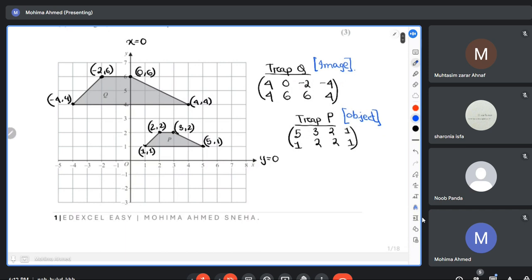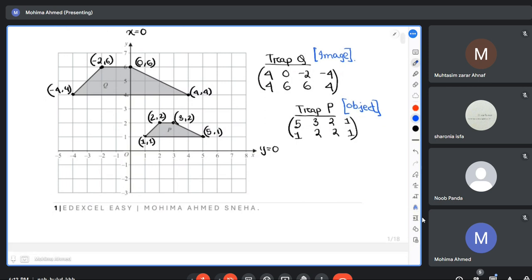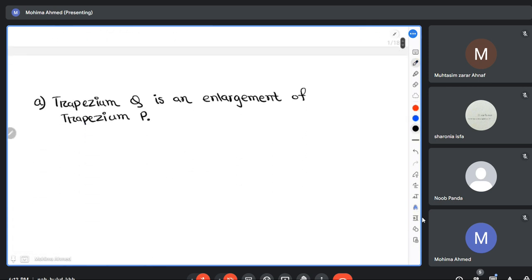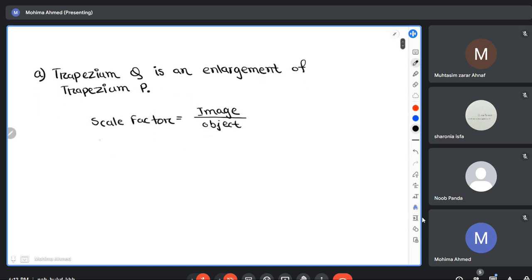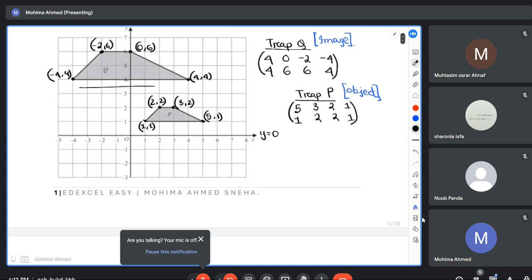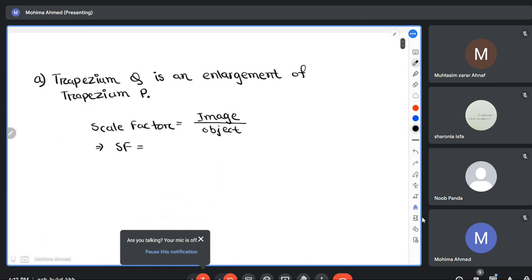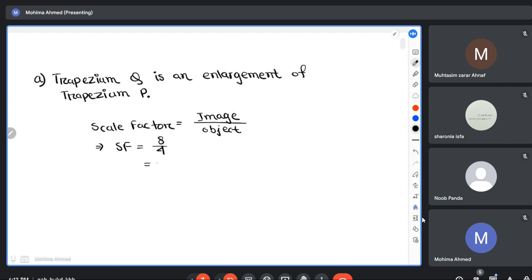And now again, I was trying to find out the scale factor, by how many units trapezium Q is longer than trapezium P. I can calculate that using this formula. Scale factor is image over object. Okay. Now I'll just write down the scale factor as SF over here. The image was Q, which is 8 units long, and the object was 4 units long. So you can just write 8 over 4, that is 2.